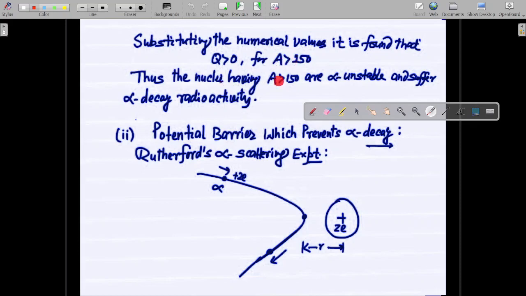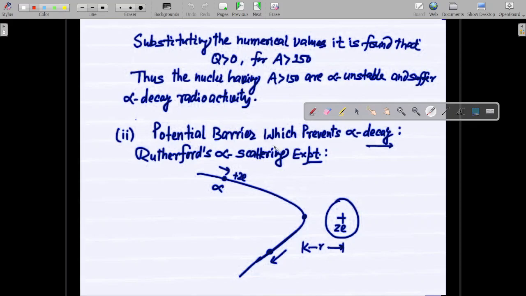Thus, nuclei having atomic mass number A greater than 150 are alpha unstable and suffer alpha decay radioactivity. So what is proved from here? It is proved that in order to have alpha decay, the minimum value of atomic mass number should be 150. Only then does the Q value for alpha decay come out to be greater than 0. Otherwise, it is not feasible. That's why lighter nuclei do not undergo alpha decay.